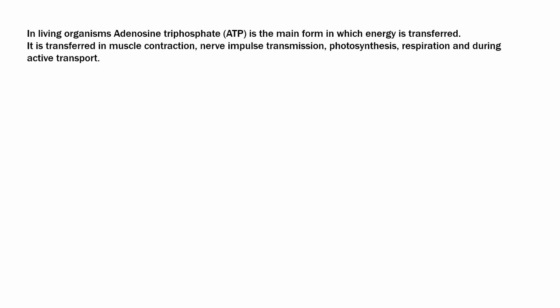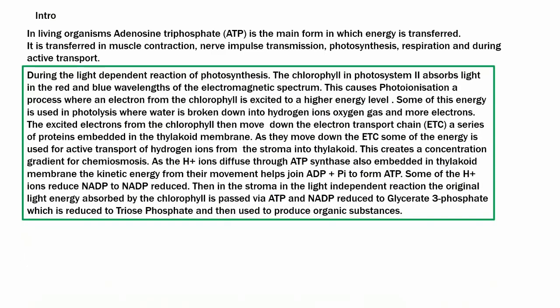Notice that once I've said the term, I can then use the abbreviation for the rest of my essay. So ATP is the main form in which energy is transferred. It's transferred in muscle contraction, nerve impulse transmission, photosynthesis, respiration, and during active transport. I'm just giving a waffly introduction that won't score marks. Okay, my first paragraph of 5.